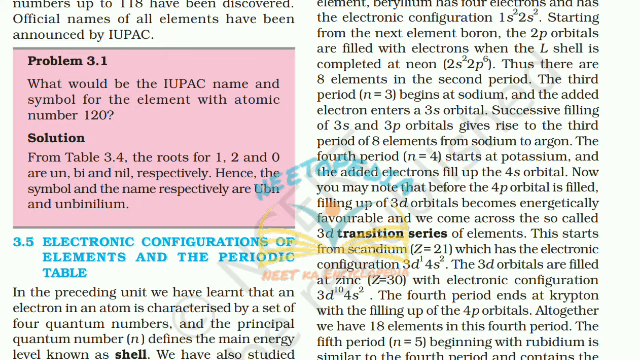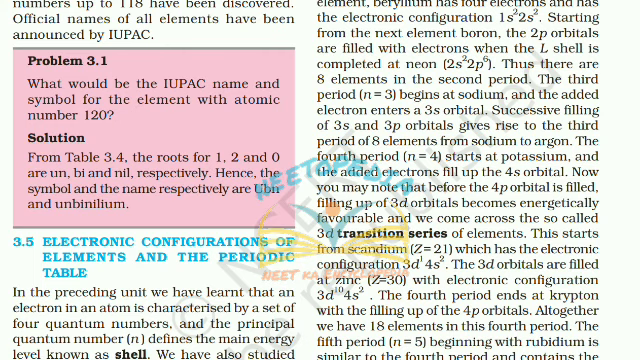Successive filling of 3s and 3p orbitals gives rise to the third period of 8 elements from sodium to argon. The fourth period, for n equal to 4, starts at potassium, and added electrons fill up the 4s orbital. Now you may note that before the 4p is filled, filling of 3d orbitals becomes energetically favorable, and we come across the so-called 3d transition series of the elements.